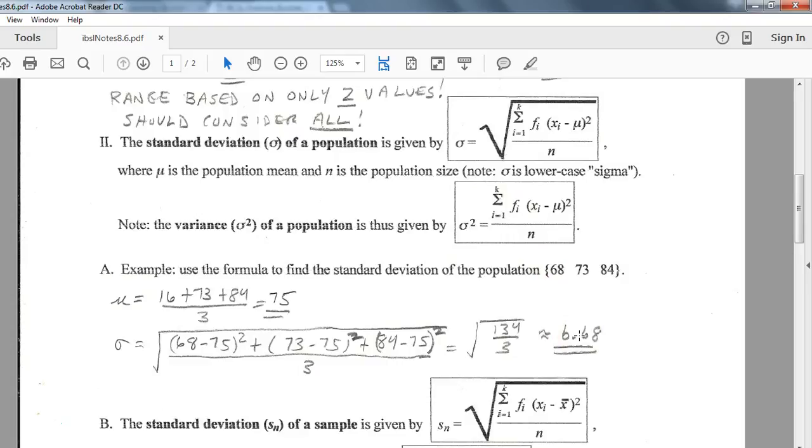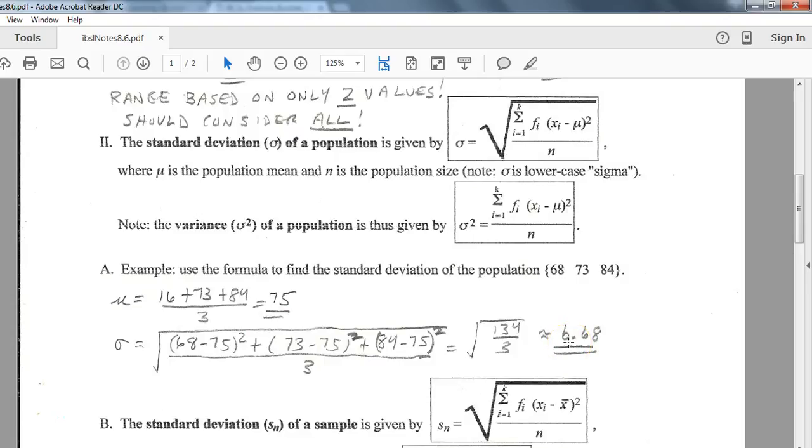If I wanted to find the variance, keep in mind that I would just get rid of the square root. Then 134 over 3 would be my variance. Those are definitely doable by hand, but if you had a big list of data, that would be awful. So this is not the norm that you'll be doing by hand. Our calculator can give you this same information.